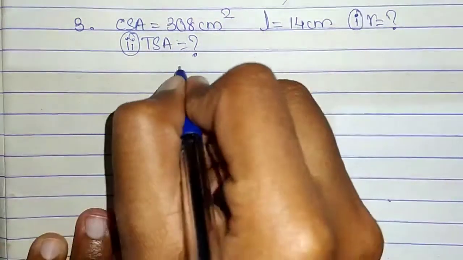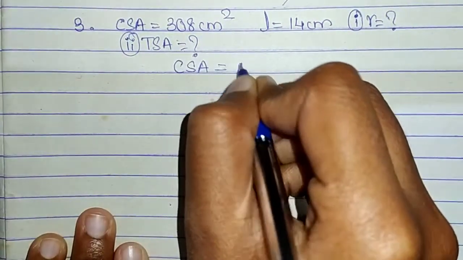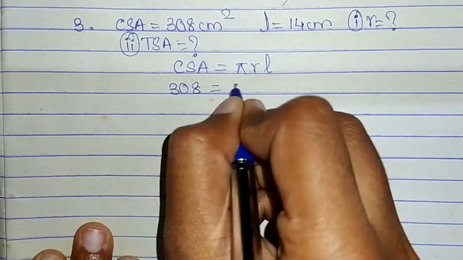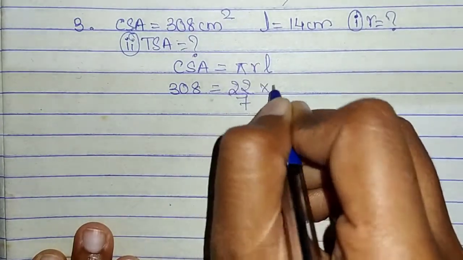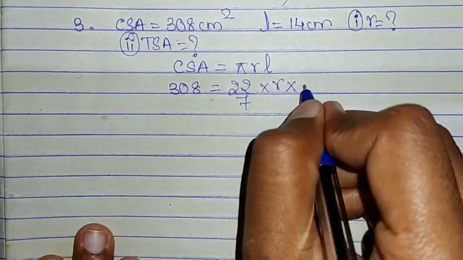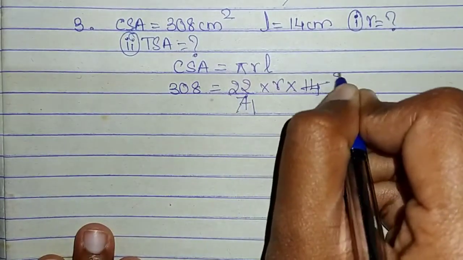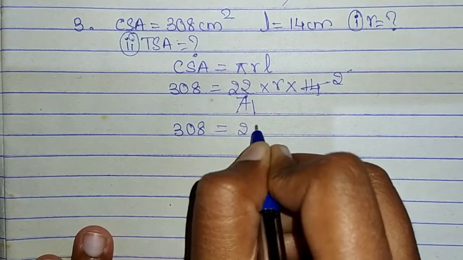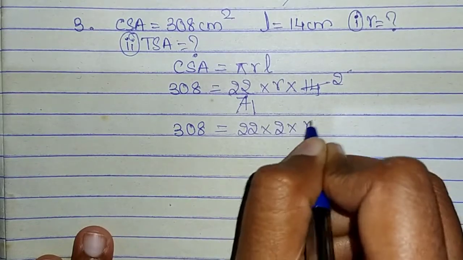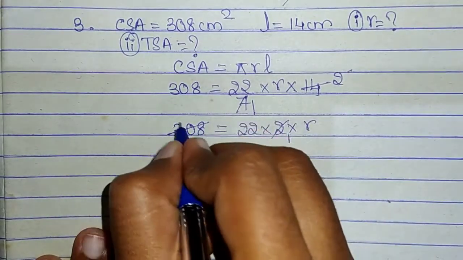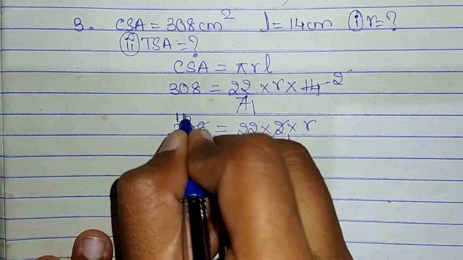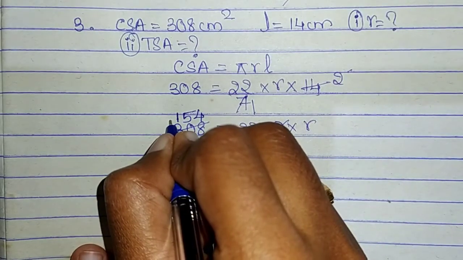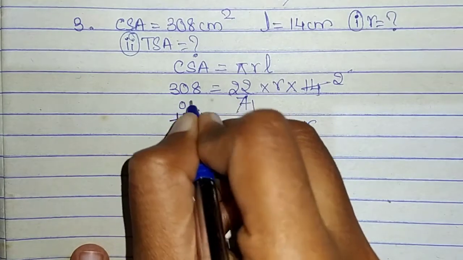We know that CSA or curved surface area is equal to pi RL. CSA value they have given us. So 308 is equal to pi, whose value is 22 by 7. We don't know the value of R, so keep R as it is, and the value of L is 14. Now we have 308 is equal to 22 into 2 into R. So 22 ones are 22, 22 sevens are.